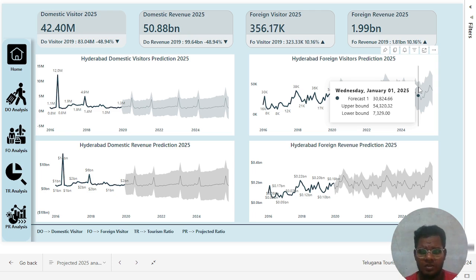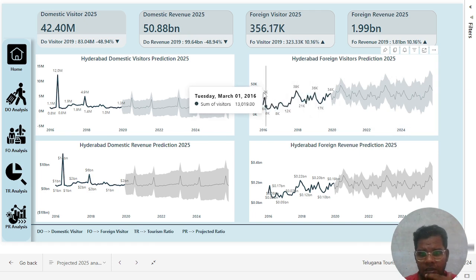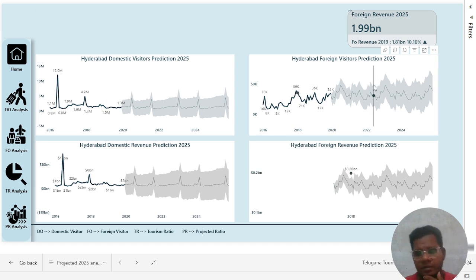Compared to domestic visitors, the count is low. And here we see the forecast. Forecast is 30,824, upper bound is 54,000, lower bound is 7,000. But actually, what the industry thinks is that the foreign visitor rate is expected to increase around 10% based on the prediction. And here as well, in 2016, 30K, and in 2018, 39K.